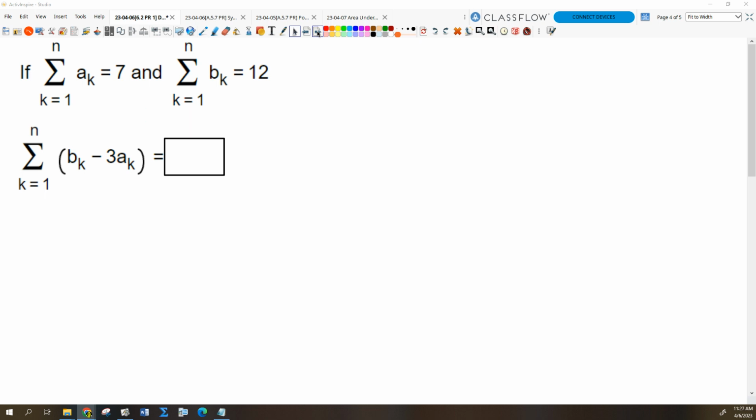Okay, so let's talk about this one together here. This is just kind of a property of sums that will make sense to you. If I know that a sub k is just some function of k, and the sum of a sub k from 1 to n is 7, and the sum of b sub k from 1 to n is 12, then what do you suppose the sum of the quantity b sub k minus 3a sub k is going to be?